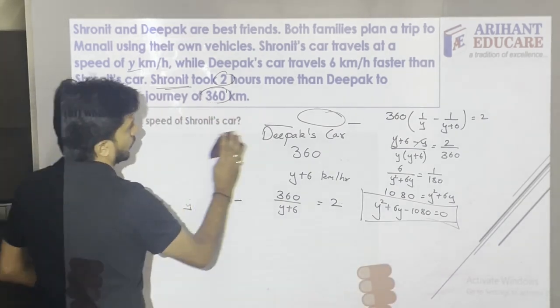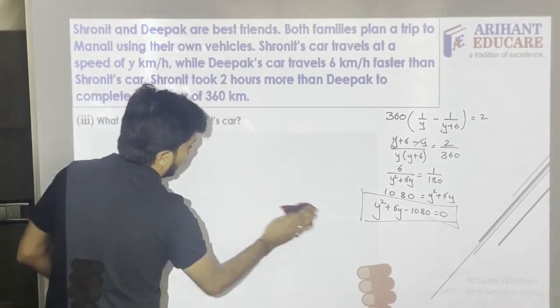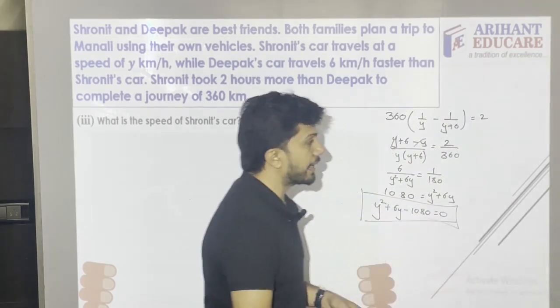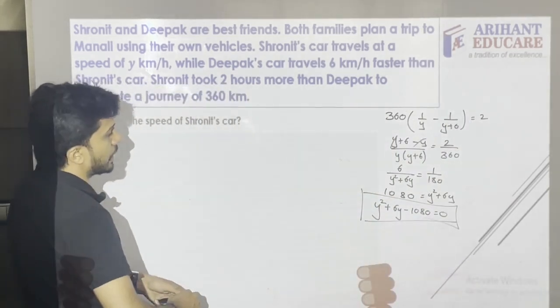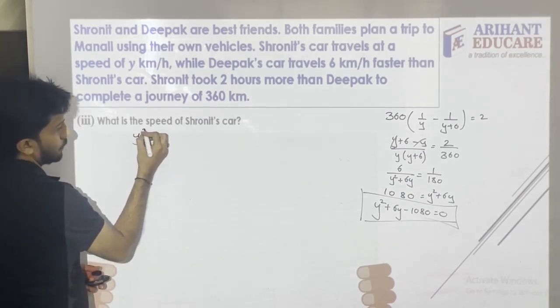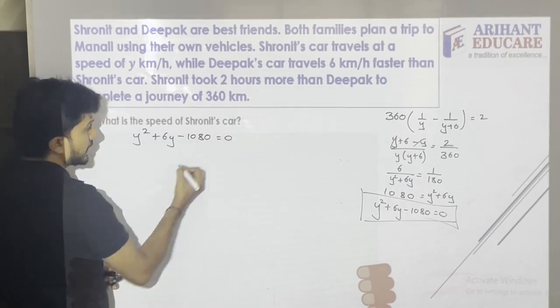What is the speed of Schrodinger's car? Now I am supposed to solve and get the value of y, because y is the speed of Schrodinger's car. So let's understand the speed at which Schrodinger's car is moving. Let's see what we have over here. The equation is y squared plus 6y minus 1080 is 0.